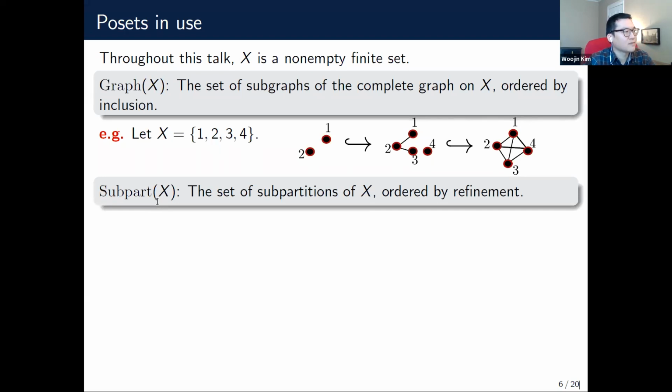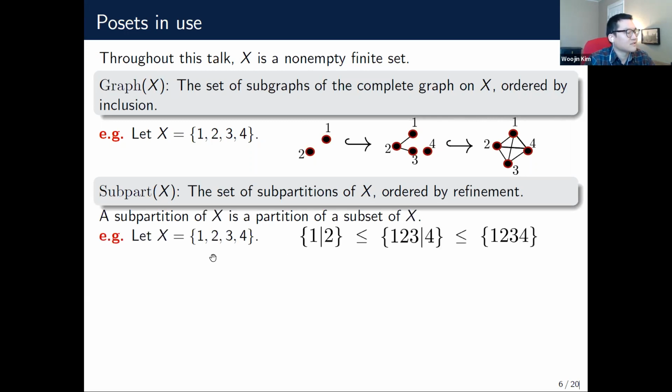And by subpart of X, we are going to denote the set of subpartitions of X ordered by refinement. Okay, what do I mean by subpartition? A subpartition of X is a partition of a subset of X. For example, if we again have this 4-point set, then these are subpartitions of X. On the right-hand side, the last 2 partitions are actually partitions of the entire set, whereas the first one is a partition of a subset of X.